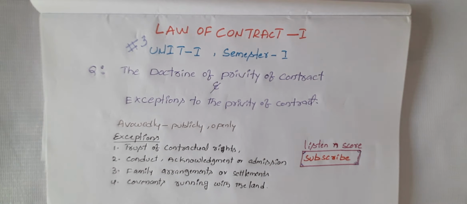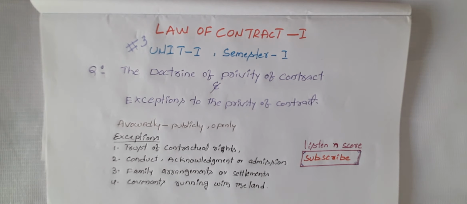Exceptions to the privity of contract. The exceptions to the rule, stranger cannot sue, are found in the contract of agency, bill of lading, negotiable instruments, railway receipts, transfer of property, etc. Some of them are summarized in the following heads.